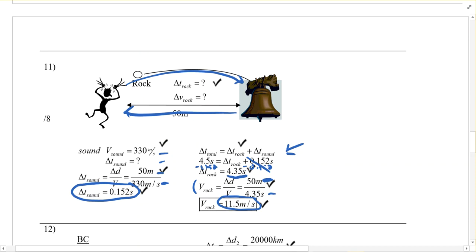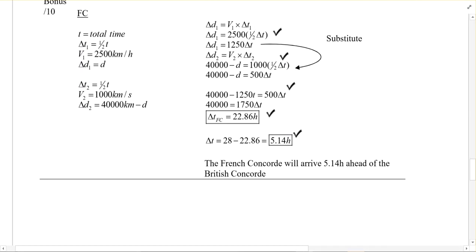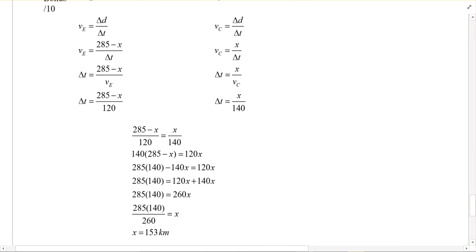Now questions 12 and 13 were bonus questions. Look through these and see if you can figure out how they worked.